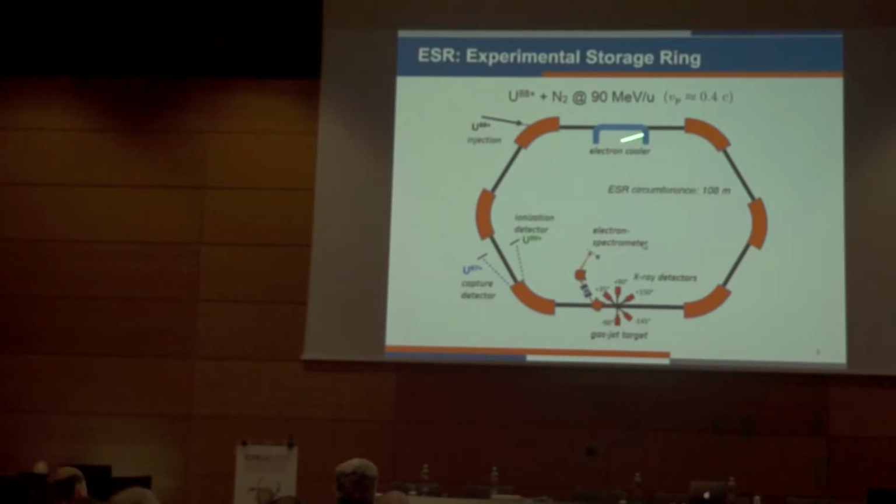And then we have a gas jet target where the ions are intersected. And around this interaction point, we have X-ray detectors to observe the X-rays. And for this experiment, we built a dedicated electron spectrometer to observe the electrons that are emitted into the forward direction.